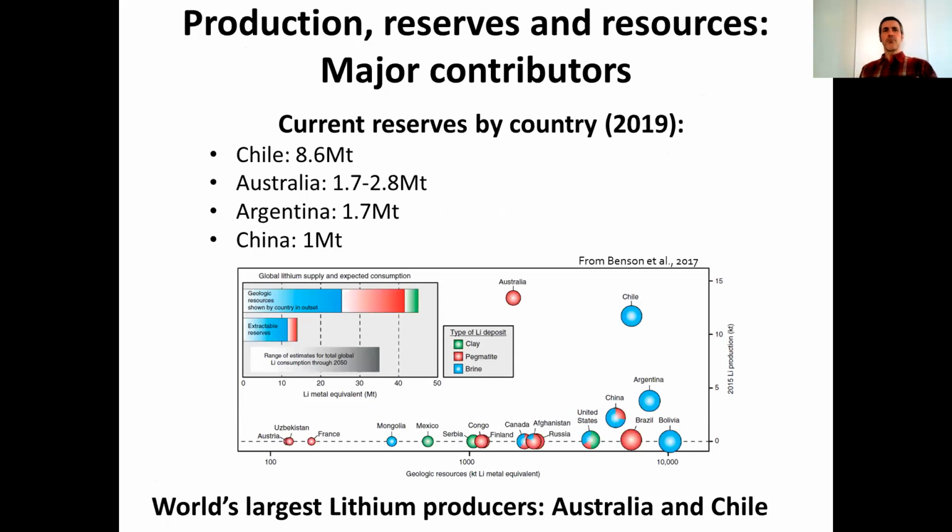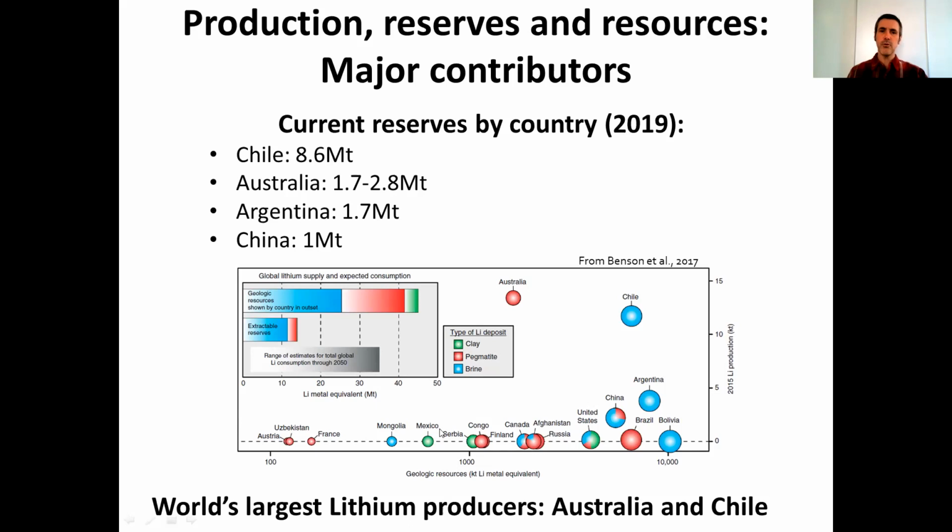In terms of production, reserves, and resources of the major contributors, again, I give you the figure for 2019. Current reserves by country: Chile, 8.6 million tons; Australia, between 1.7 to 2.8 million tons; Argentina, 1.7 million tons; and China, 1 million tons. Basically, the main producers are Australia and Chile.